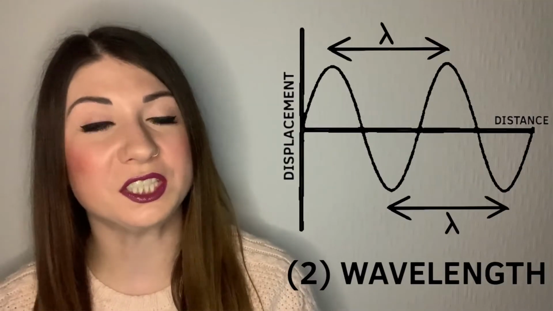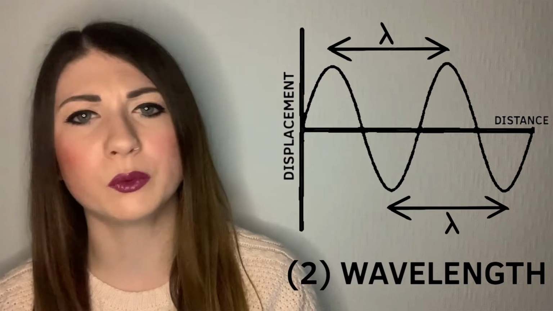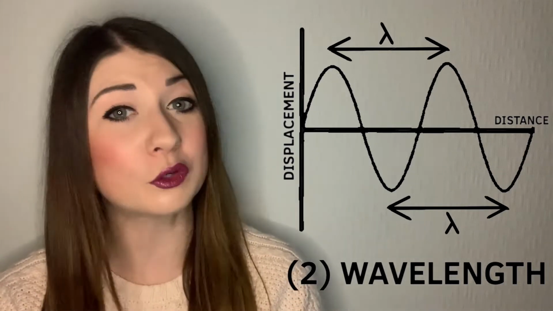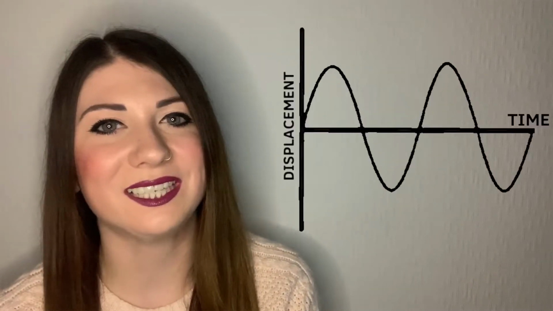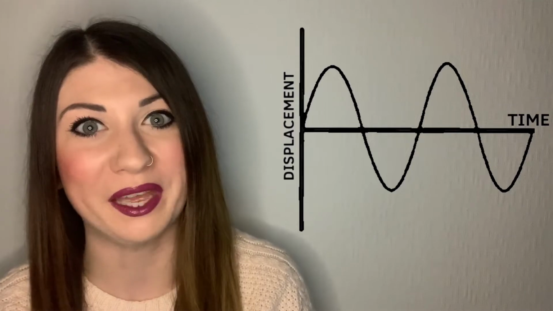And the wavelength! The wavelength is the distance between the same point on 2 adjacent waves, so like peak to peak or trough to trough. Time to mix things up. Now let's change the x-axis to time in seconds so that we can work out the other properties of the wave.